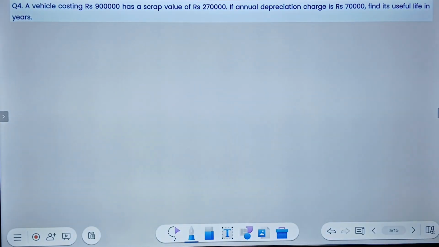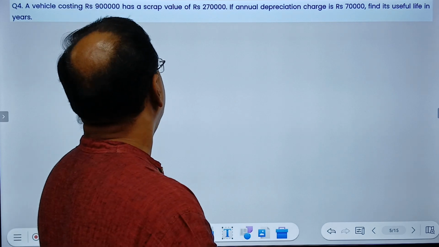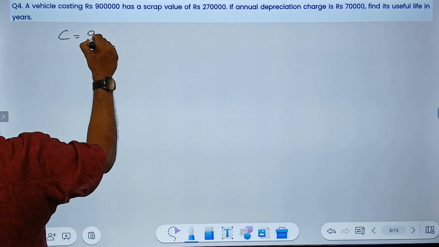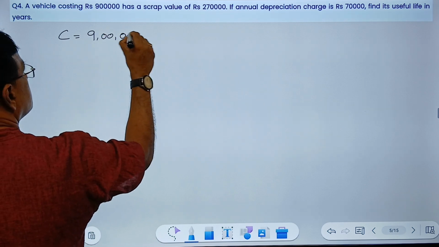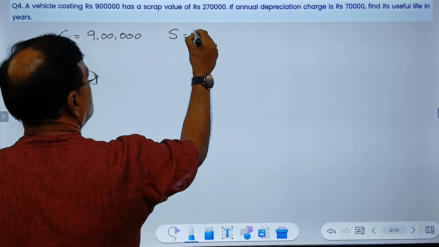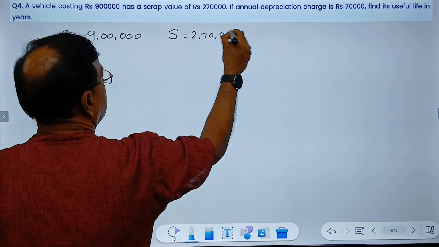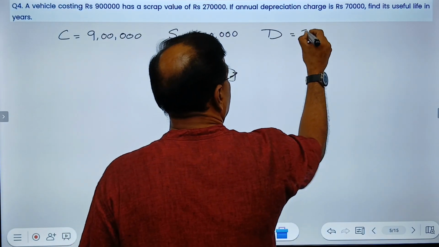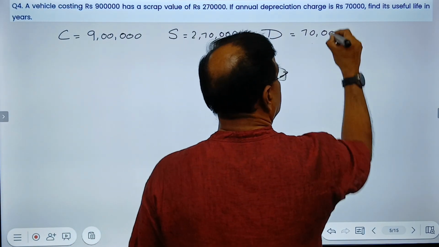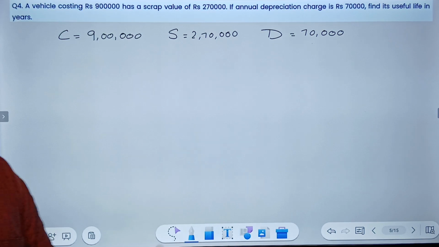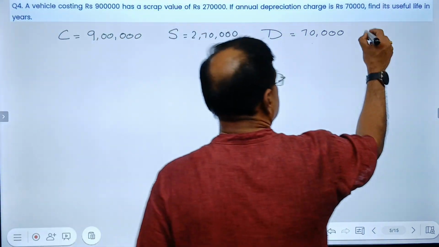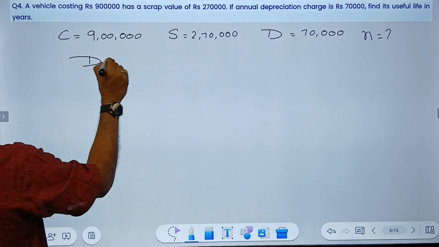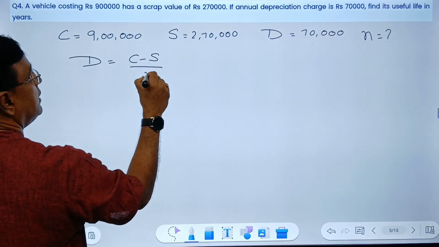A vehicle costing 9 lakhs has a scrap value of 2,70,000. So the cost is given. The cost is 9 lakhs. And the scrap value is 2,70,000. The annual depreciation charge is also given, which is 70,000, and it asks us to find the useful life. So his question is, I want to know what my N is. So what is the formula? Depreciation is (C minus S) by N.